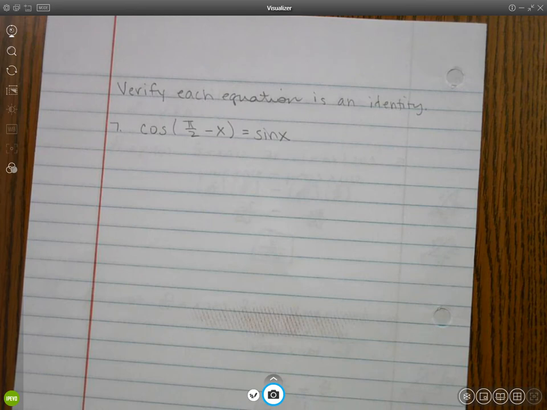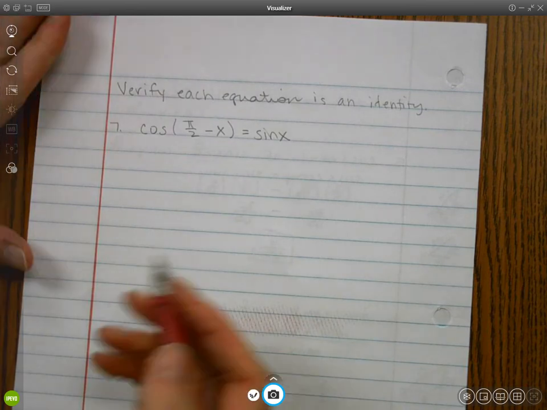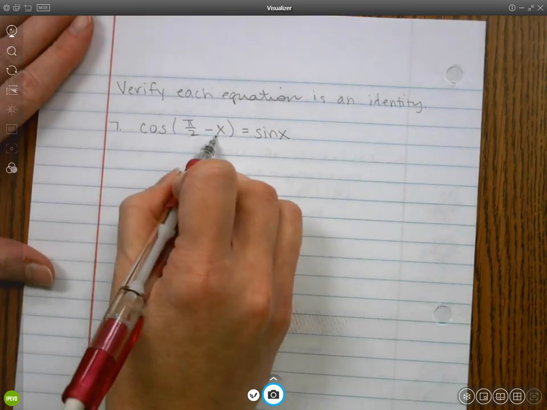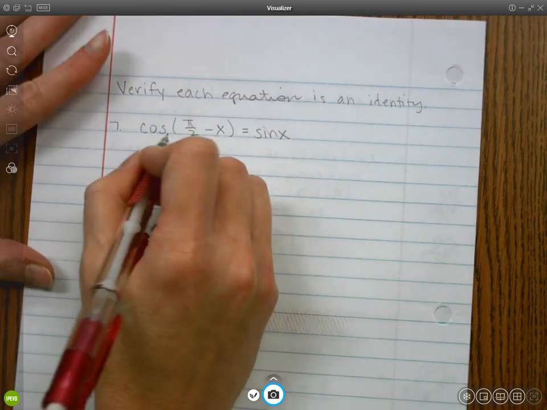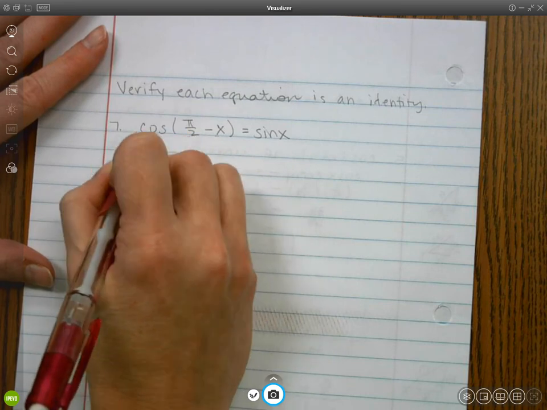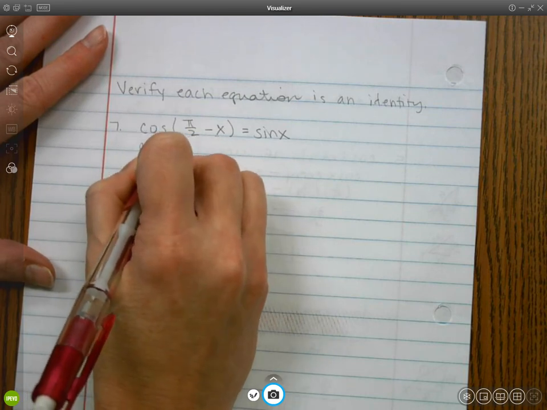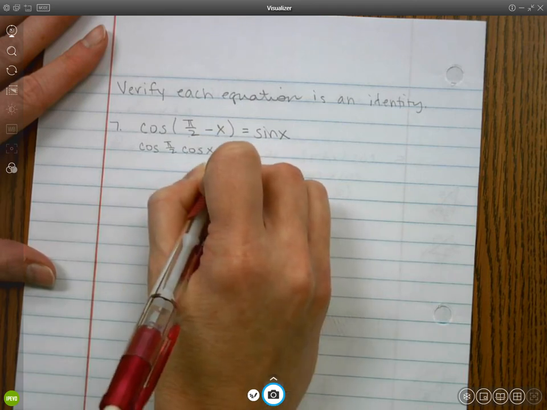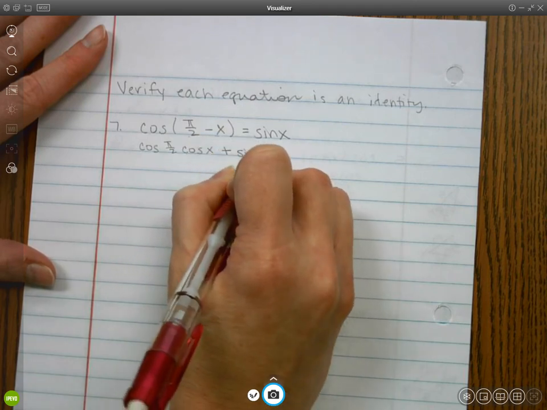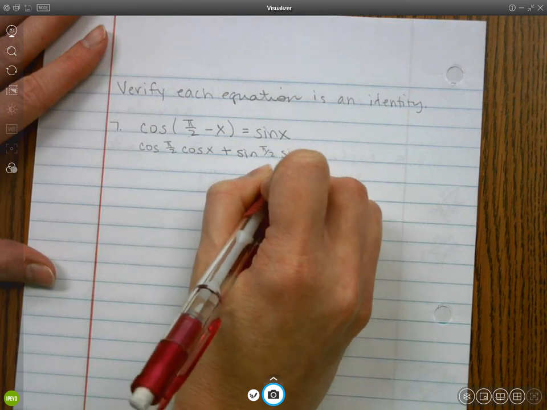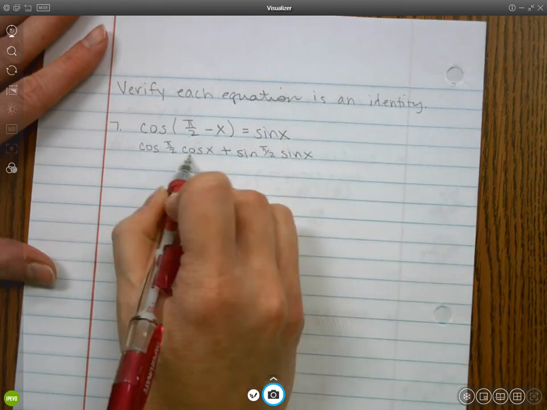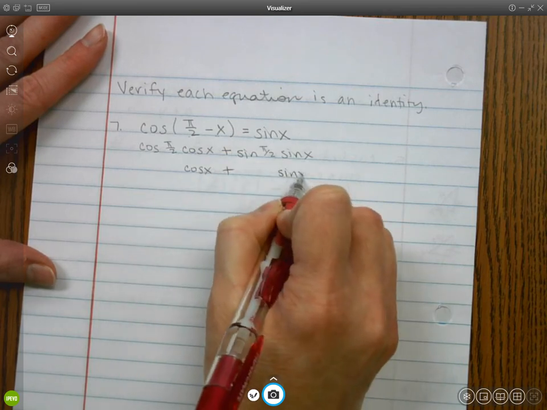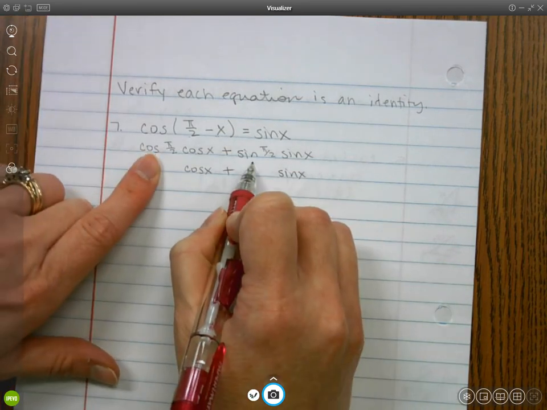But to prove it, we can use a sum or difference. So this looks like a sum or difference because it's cosine of two things being subtracted. So if we take our cosine sum and difference identity, we're going to expand this to say cosine of pi over 2 times cosine of x, change the sign, and then it'll be sine of pi over 2 times sine of x. All right, we know that cosine of x is going to stay. We know that sine of x is going to stay. But these two are ones we can get values for.